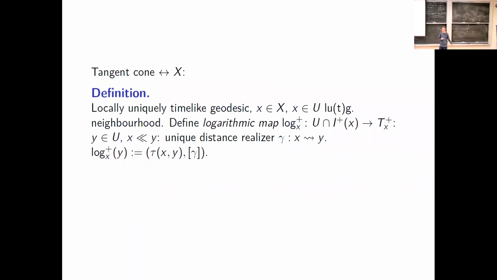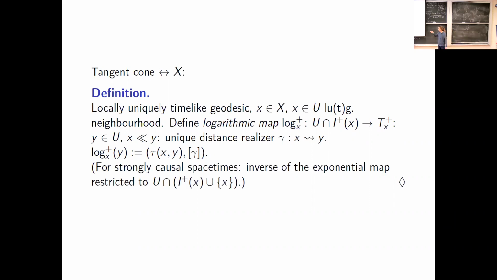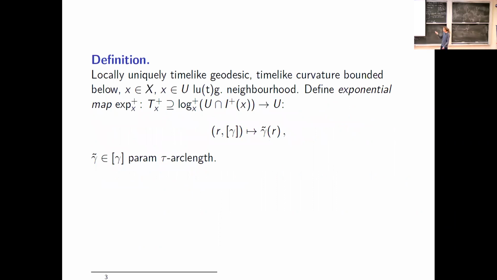We have a relation between this tangent cone and X itself, namely the logarithmic map and the exponential map. The logarithmic map should be just, given a point in the future of X in a locally uniquely time-like geodesic neighborhood, we map it to the time-like tangent cone. With the T component being the time distance, and the second component the unique distance realizer between the 2 points. This is just for strongly causal spacetimes. This is the inverse of the exponential map, at least a part of it. Similarly, the exponential map goes just the other way around.